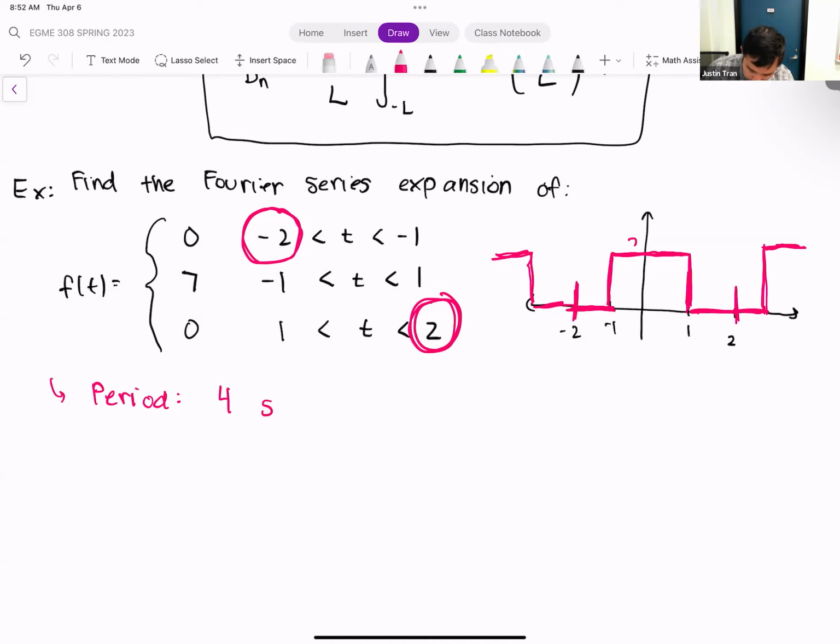Okay. And so if our period is 4 seconds, that means our value for L, being the half period, is just 4 divided by 2. So L here is 2. 2 seconds.